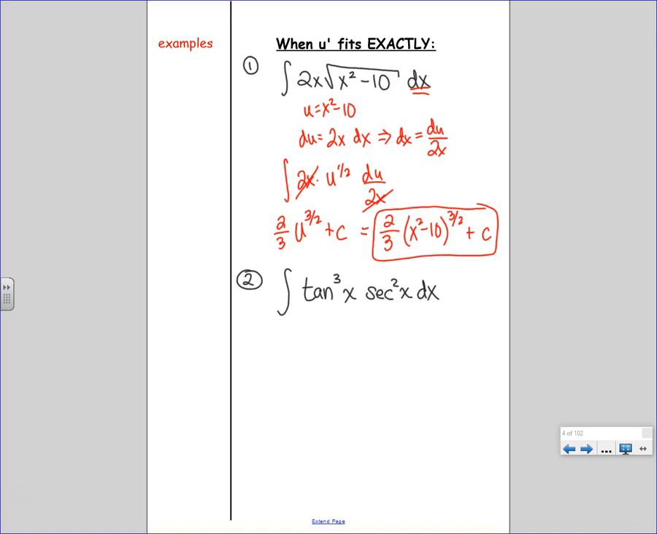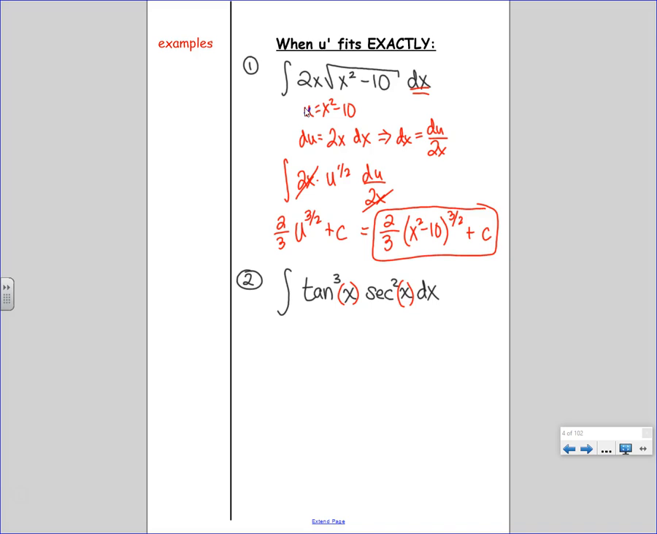Number 2. Remember that whole tricky thing? How I said you have to figure out who you want to make u to be, and it might not always be easy. Can we simplify this a little bit? We can't take an x out because x is inside the tangent. It's kind of like wanting to take an x out of the square root. There is a property with tangent and secant squares. What if you set u equal to secant? Tangent is tangent of x?